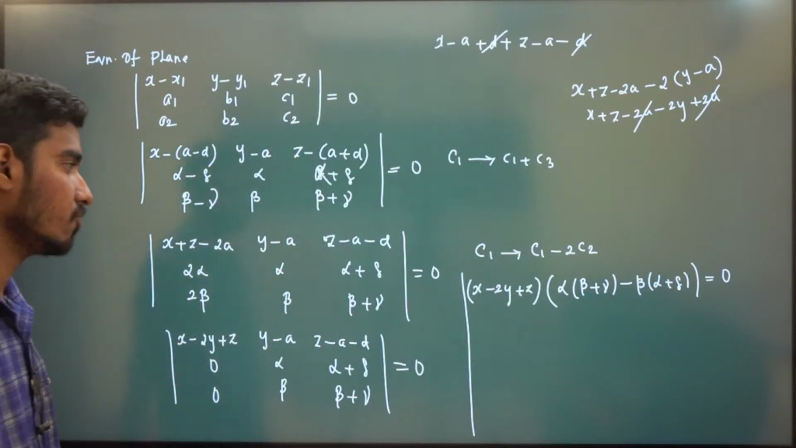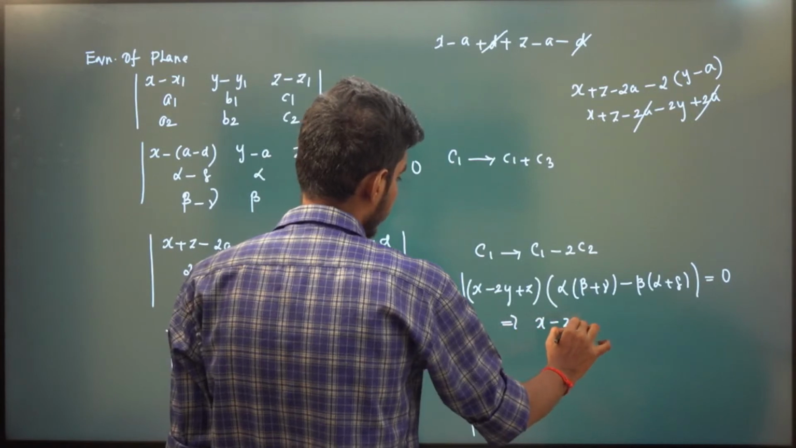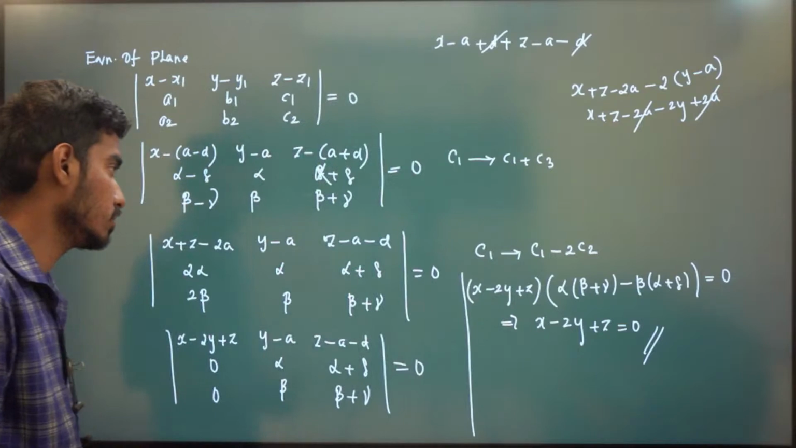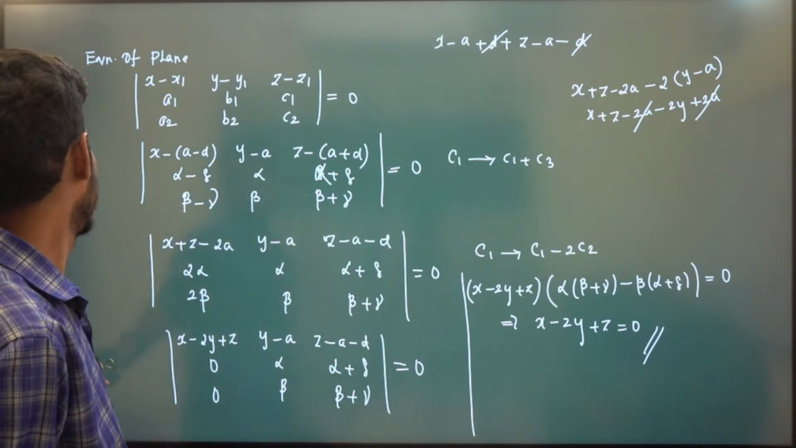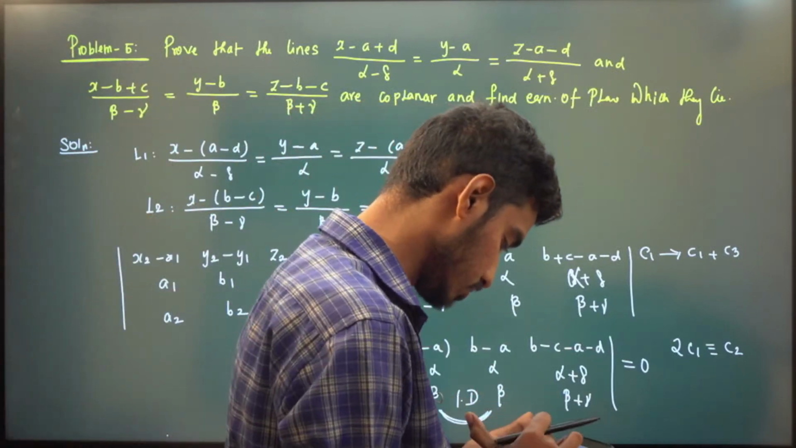We need to find the equation of the plane. That means this implies x minus 2y plus z is 0, right? Alpha, beta, gamma need not be 0, 0, 0, right? All these terms will not be 0. Therefore x plus z minus 2y has to be 0. This is the equation of the plane, right? Is it clear? It's a very easy problem, number 5.